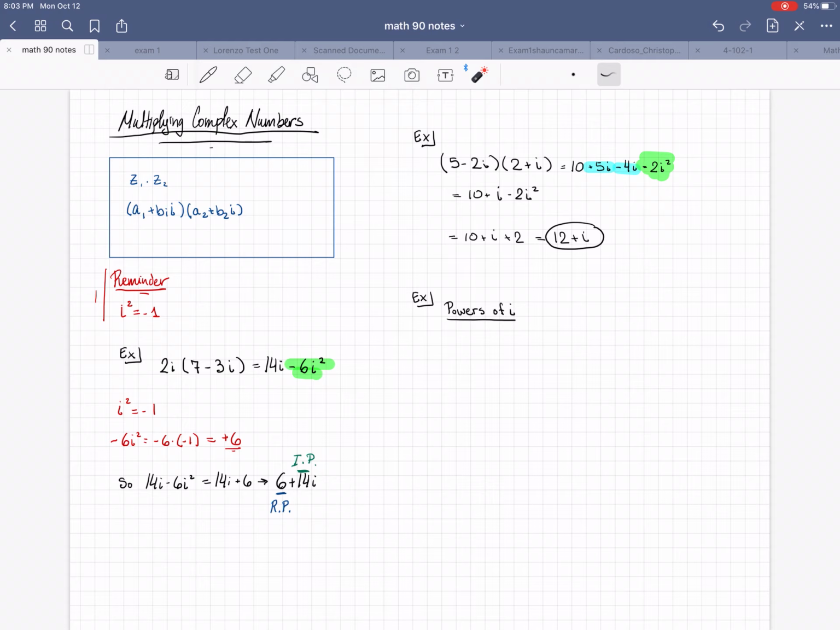What's that all about? If you multiply four complex numbers together, you'll end up with an i to the fourth, and so on. So we should think a little bit about what happens when you multiply many, many copies of i together.